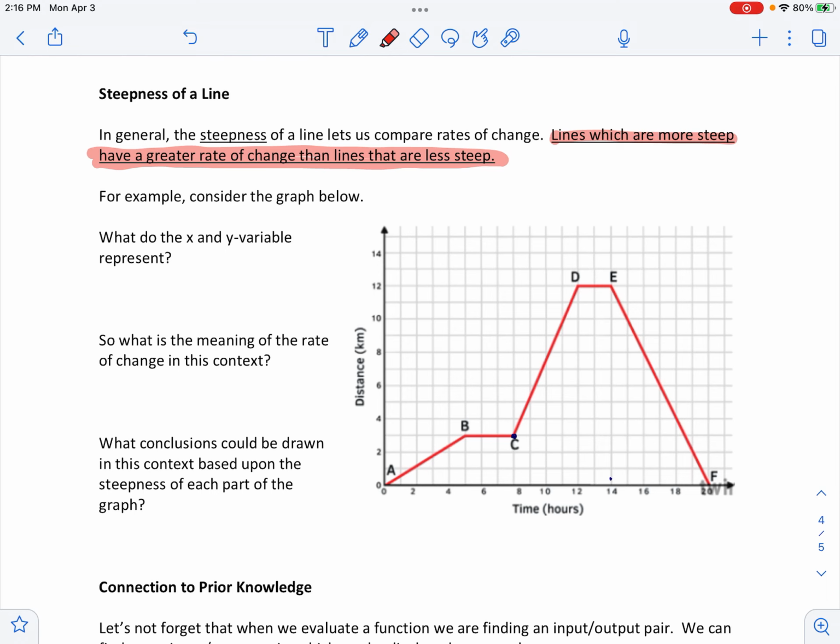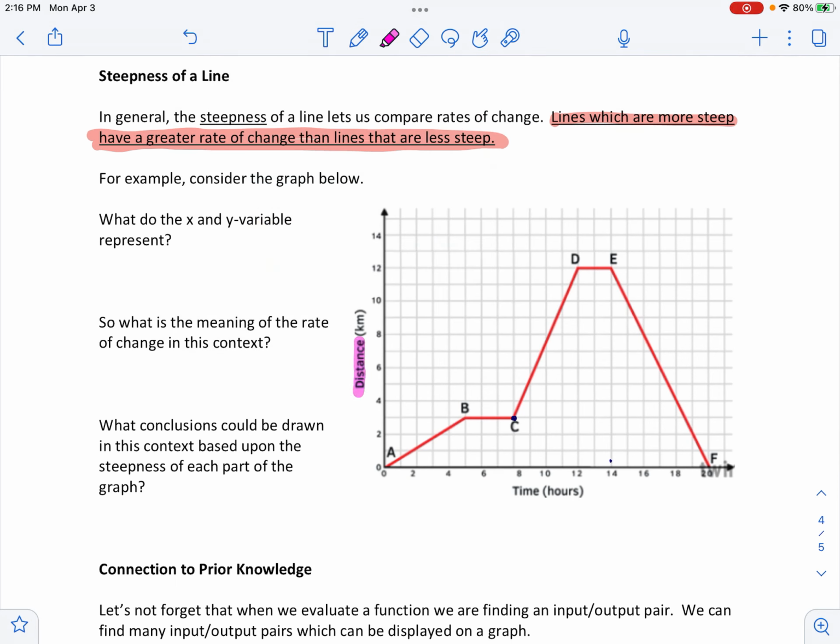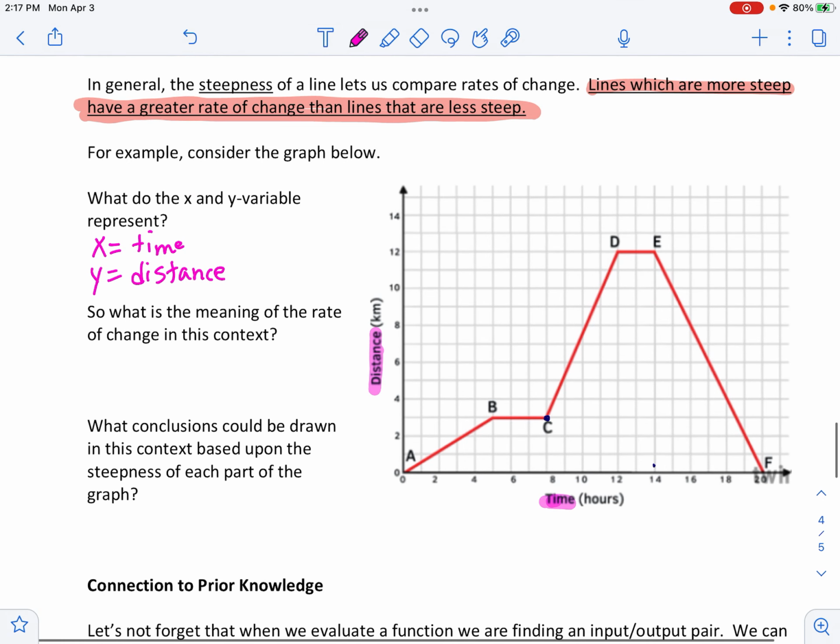Let's take a look at this very special graph below. Look at the x and y axes. We have distance in kilometers and time in hours. So our x-axis represents time, and our y-axis represents distance. And if that's the case, then the rate of change means the change in distance over the change in time.